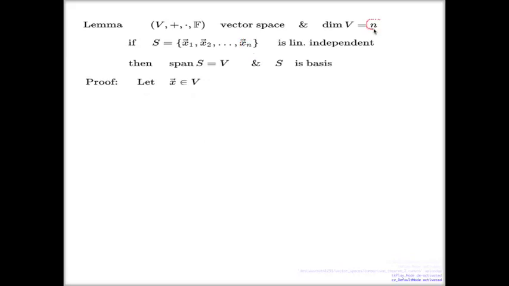My objective is to show that the set is spanning. So I need to convince you that any element I choose from my original vector space will be representable as a linear combination of these n vectors. That's my objective. I'll start like this. We know that the dimension is n.